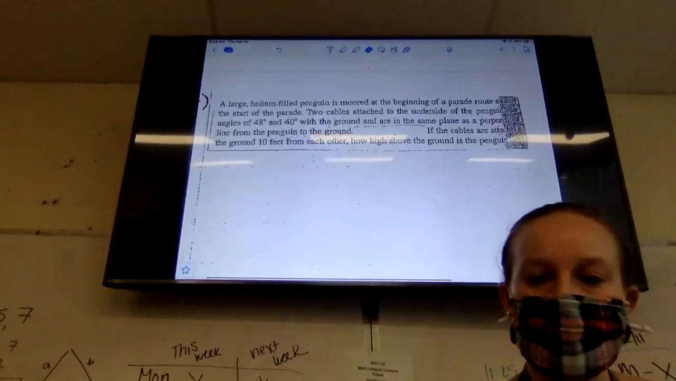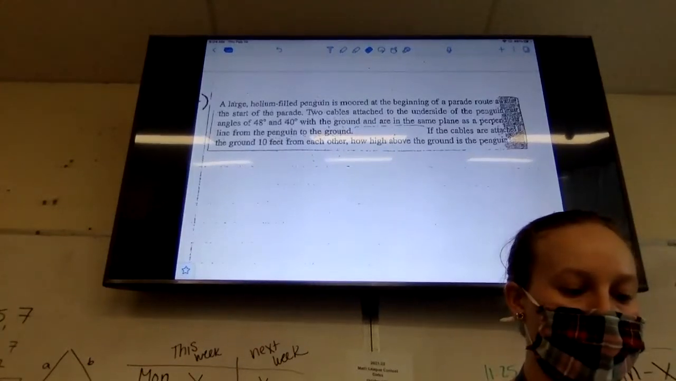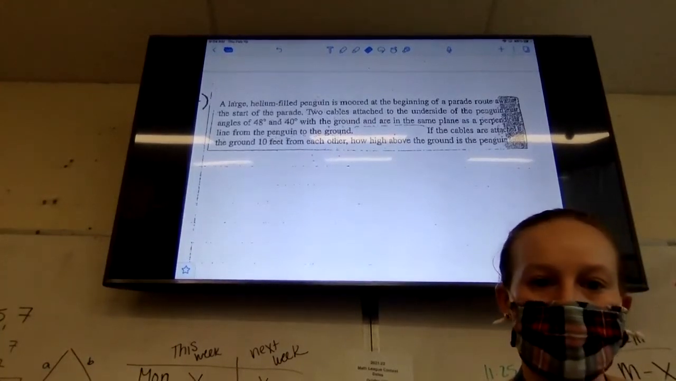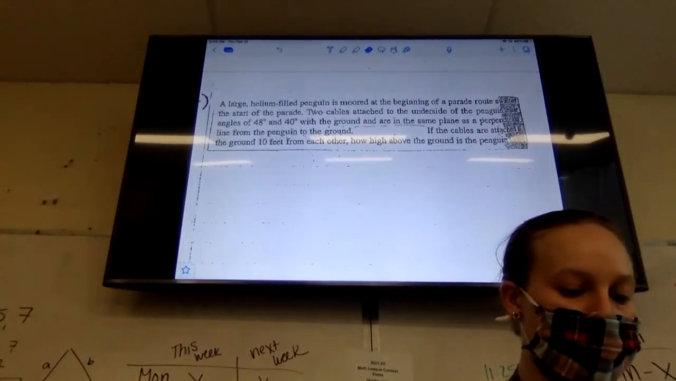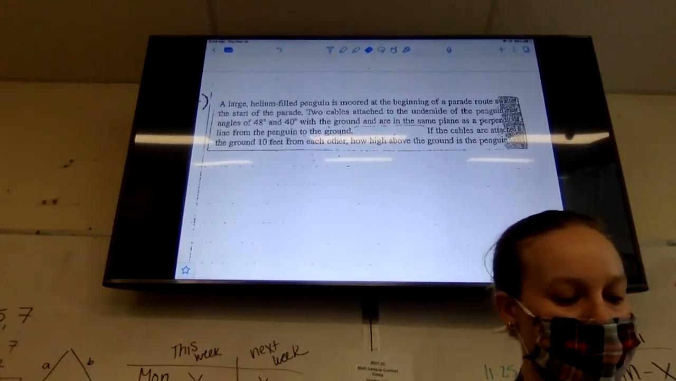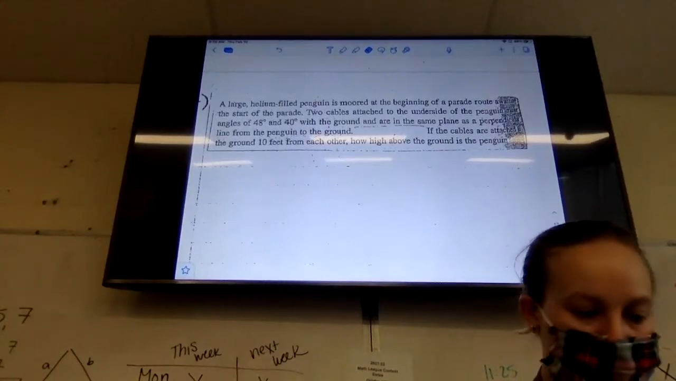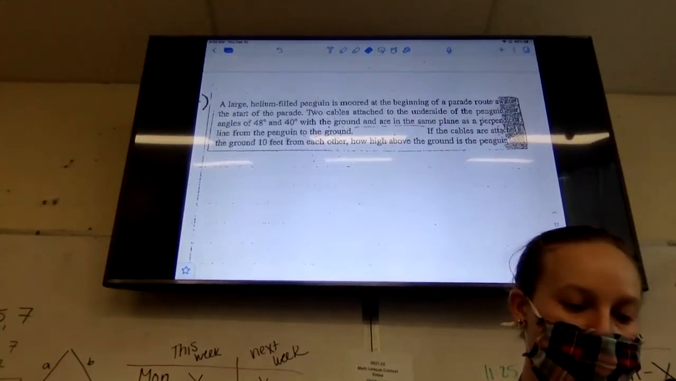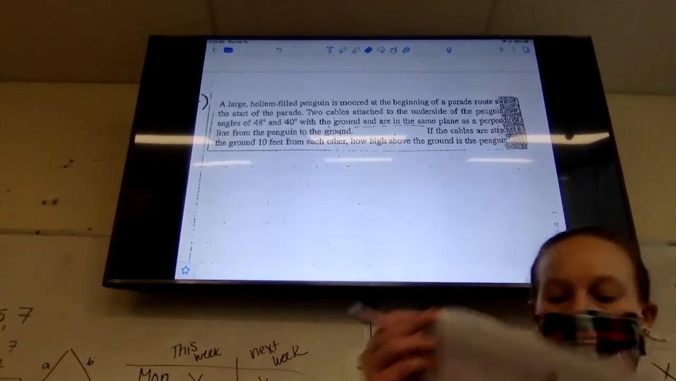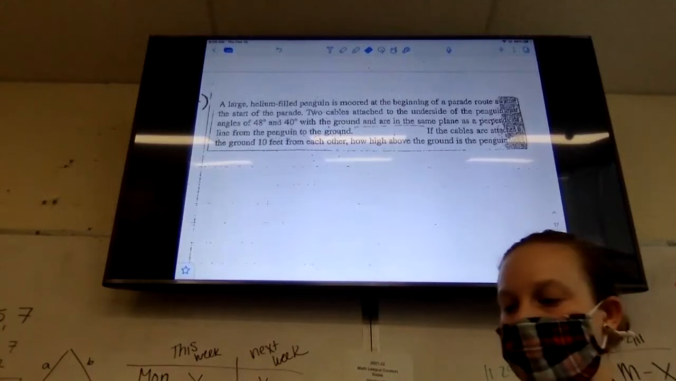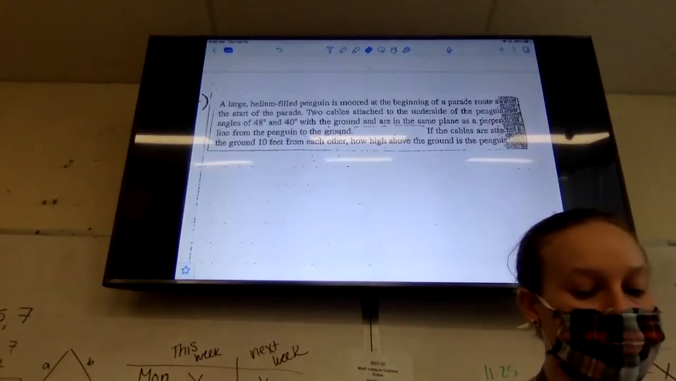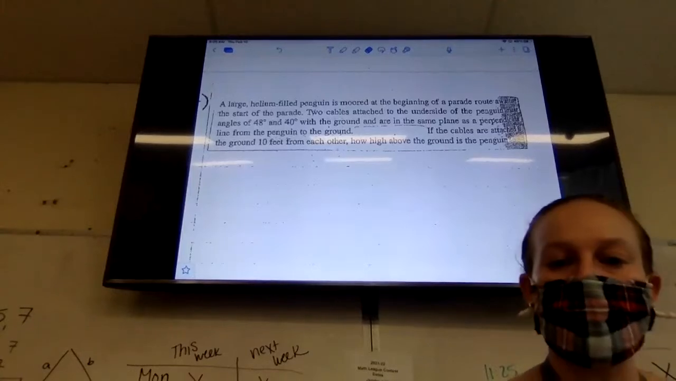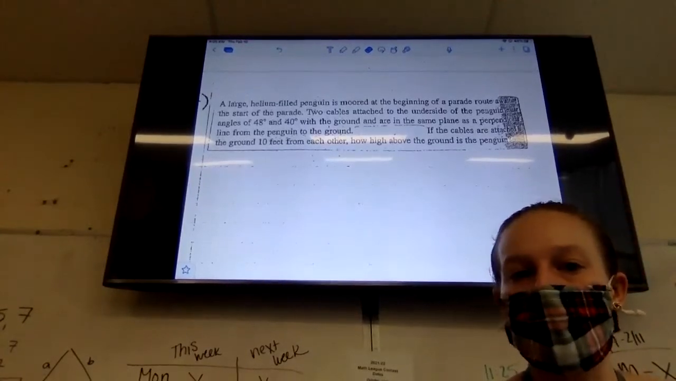It's saying this large helium-filled penguin is moored at the beginning of a parade route awaiting the start of the parade. We've got 2 cables attached to the underside of the penguin, and it makes angles of 48 and 40 to the ground, and they're in the same plane as the perpendicular line from the penguin to the ground. Lots of details that truly don't matter. It says if the cables are attached to the ground 10 feet from each other, how high above the ground is the penguin? So let's draw a picture.